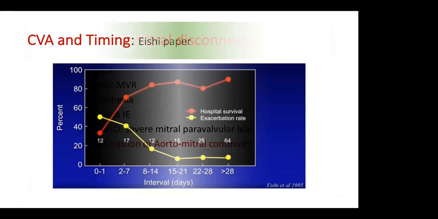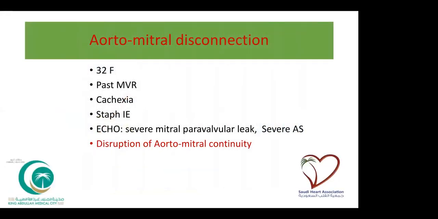Time of surgery in a stroke, I will omit that. This is one of the difficult cases: a 32-year-old female, with previous mitral valve replacement, presented with cachexia and established Staph aureus infective endocarditis. She had severe mitral paravalvular leak as a result of infective endocarditis, and she also had severe native aortic valve stenosis. And there was a complete disruption of aortomitral continuity.